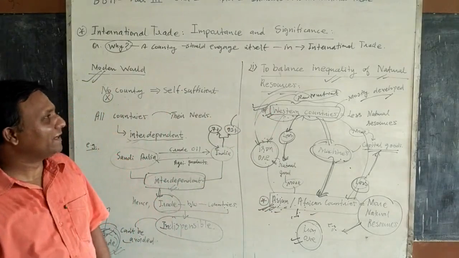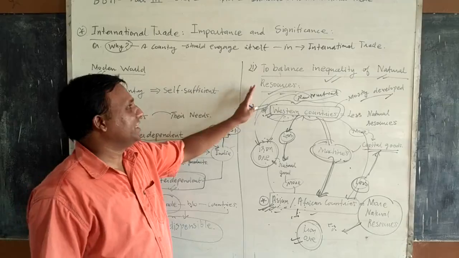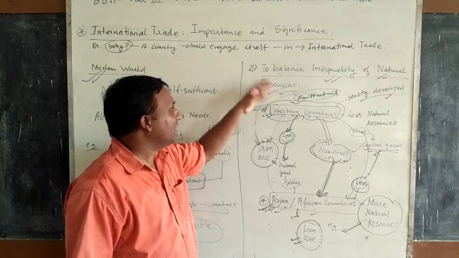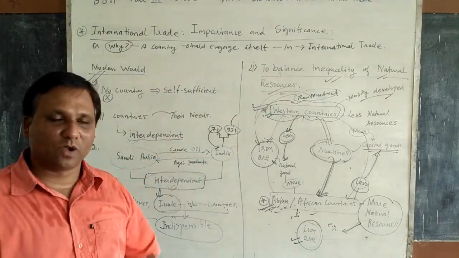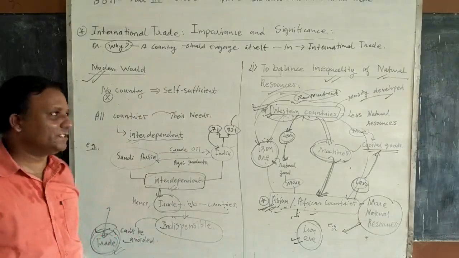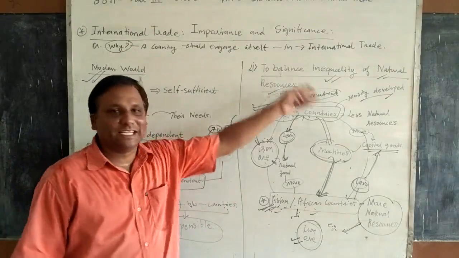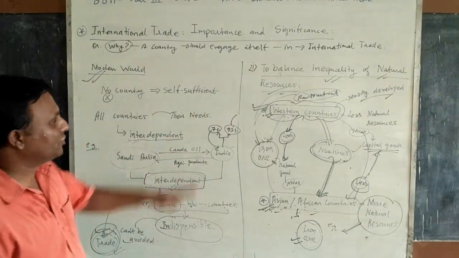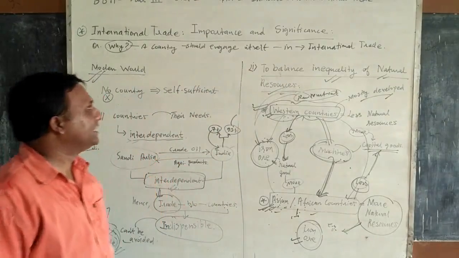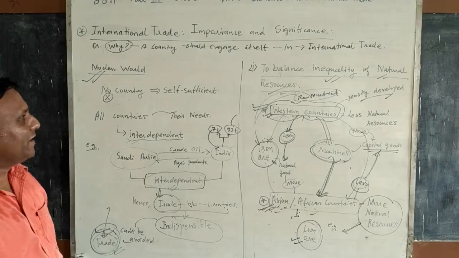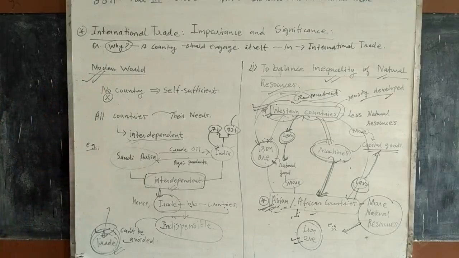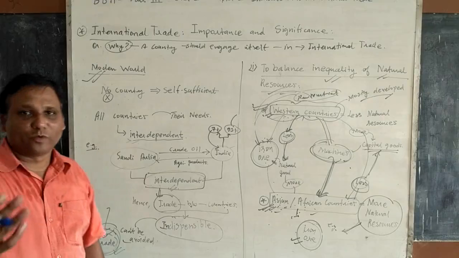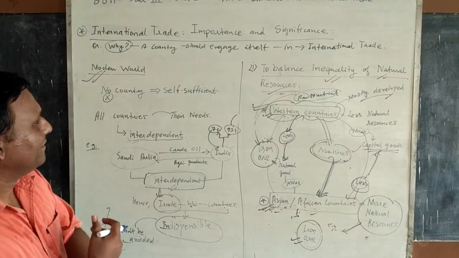All those countries which are lacking natural resources, by involving in international trade and buying those commodities or raw materials from other countries, can equalize or satisfy their needs. This is a very important point: to balance the inequality of natural resources, countries have to involve themselves in international trade. So it's very important. There are many other points, which we will discuss in the next class.